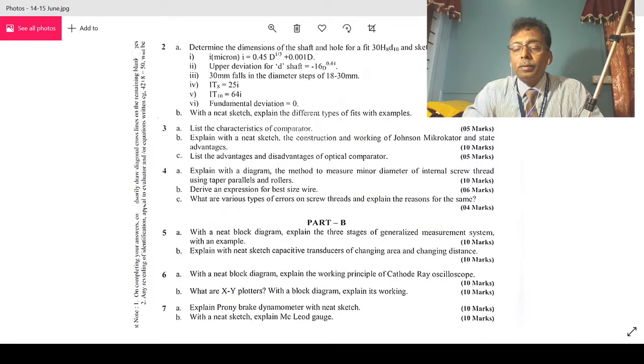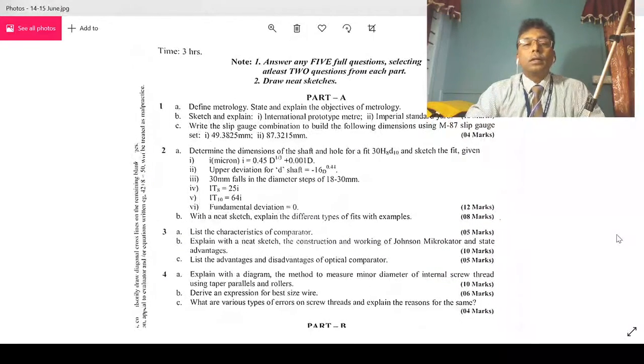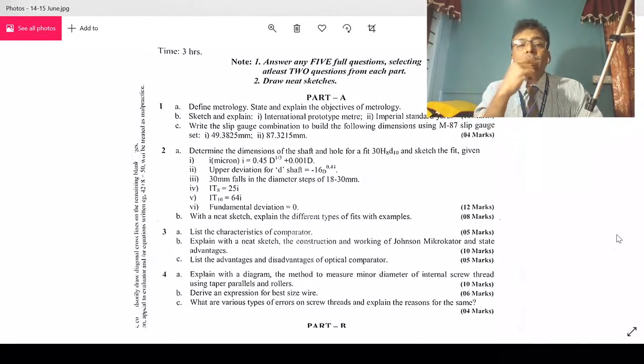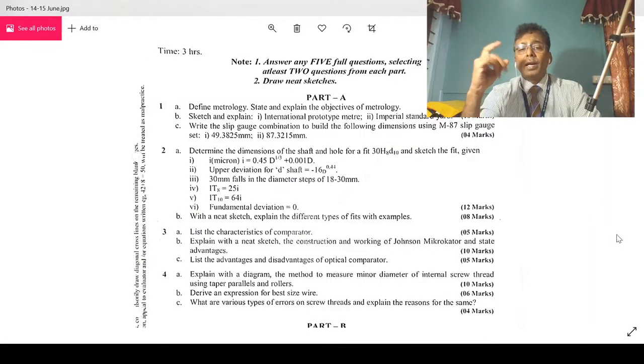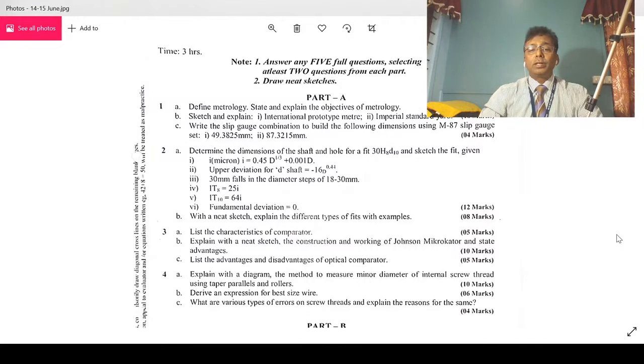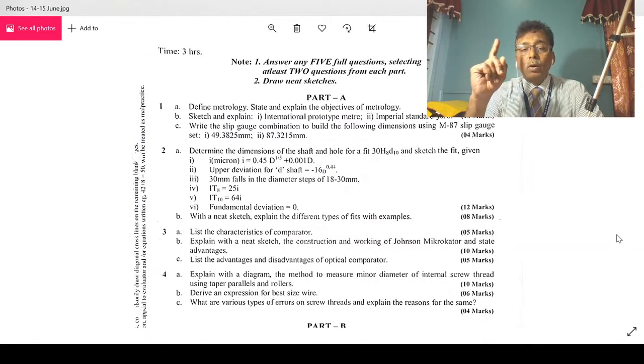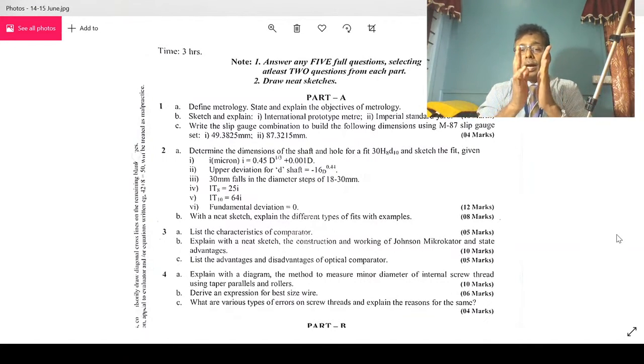What is the next question? Next question is, as I said, International Prototype Meter, Imperial Standard Yard. Write the slip gauge combination to build the following dimensions using M87 slip gauge. Standard set is 49.3825 mm. Another is 87.321. So I have told you how to solve these problems. I have solved in my notes 49.3825.